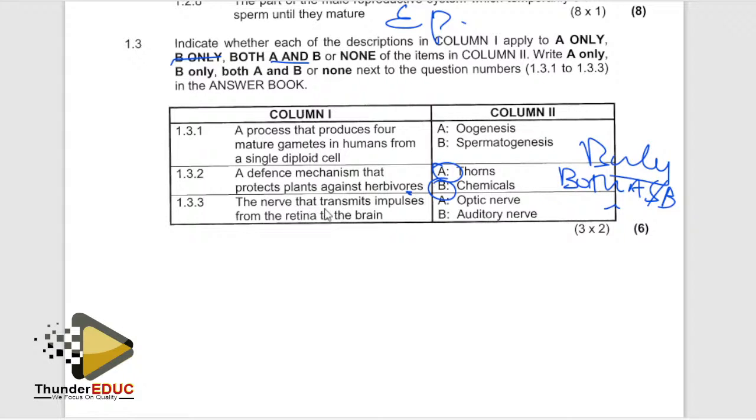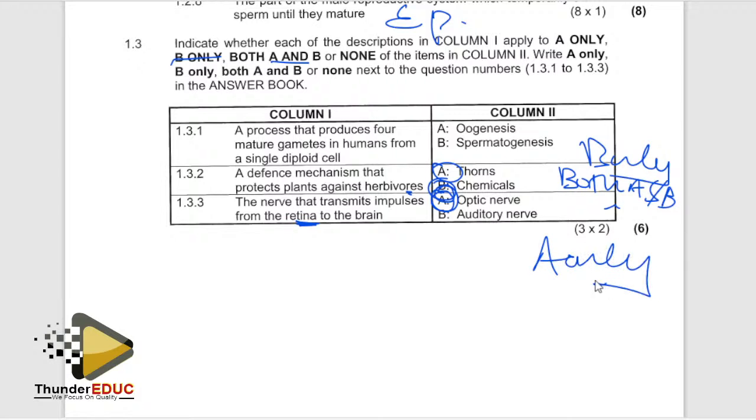The nerve that transmits impulse from the retina to the brain. We talked about this, and I even told you, how do you call that doctor responsible for the eyes? That's what I talked about, and I emphasized it. All right, the answer is, because they said from the retina, the optic nerve.